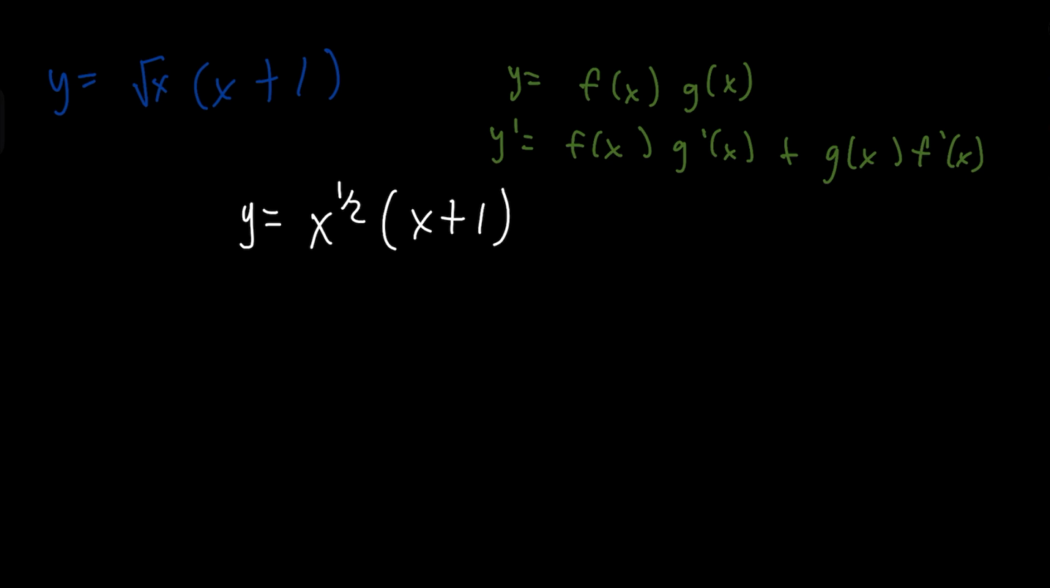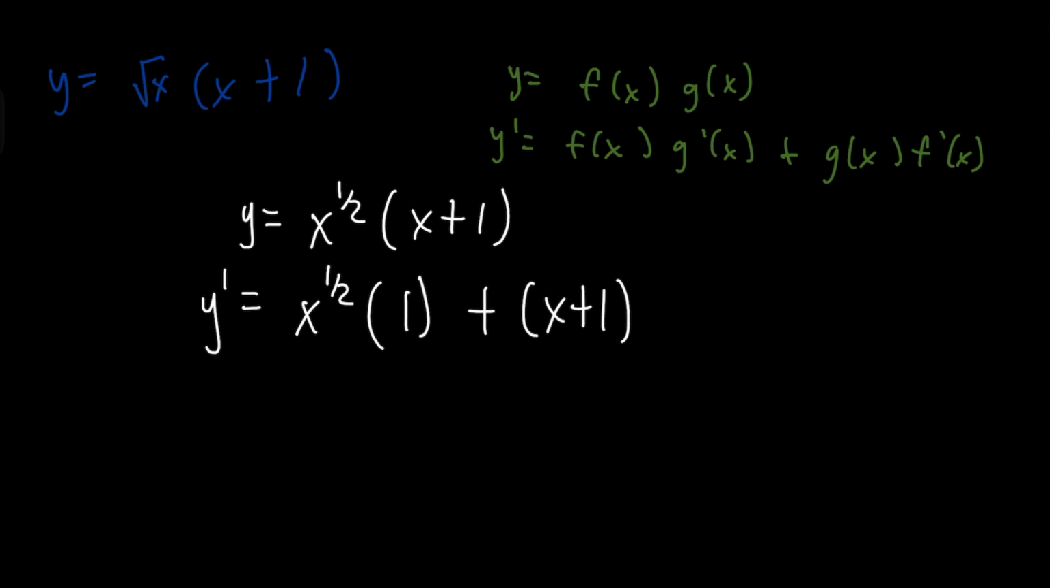Then let's derive. y prime is equal to, let's copy the first term, which is x raised to 1/2. Then derive the second term. If we derive x plus 1, that is equal to 1. Plus, let's copy the second term, x plus 1. Then let's derive the first term using the power rule.